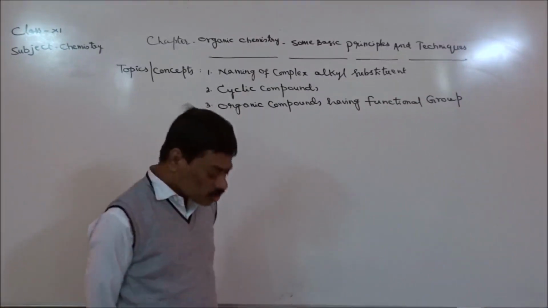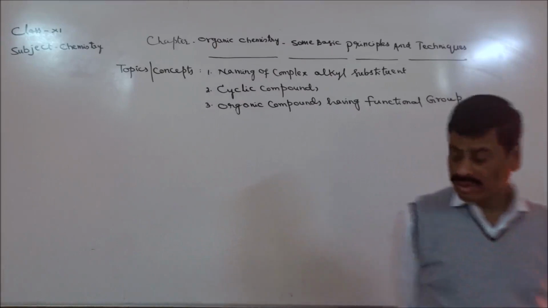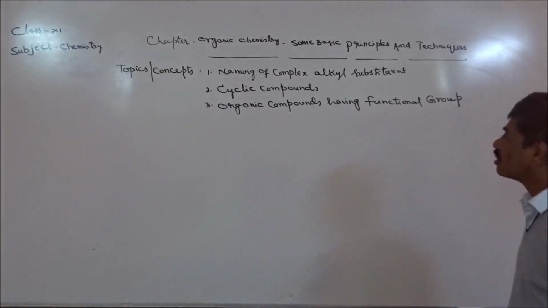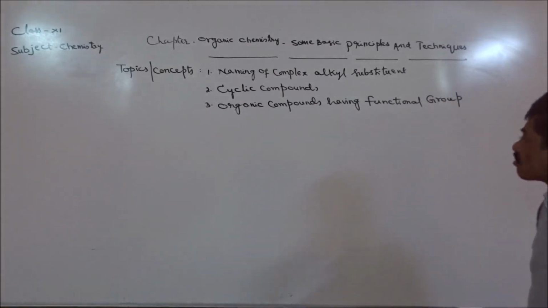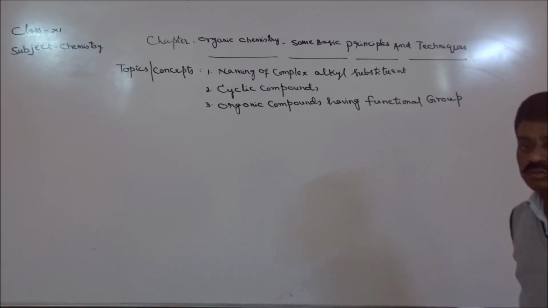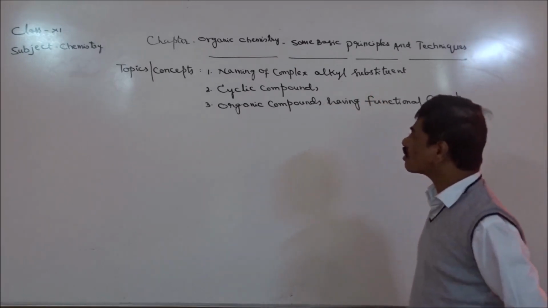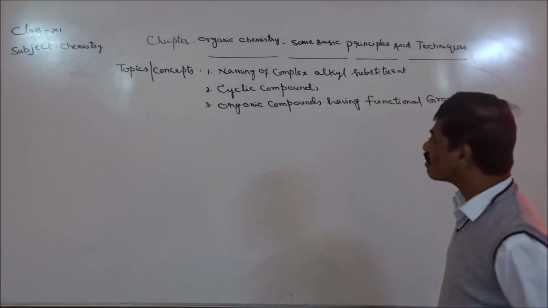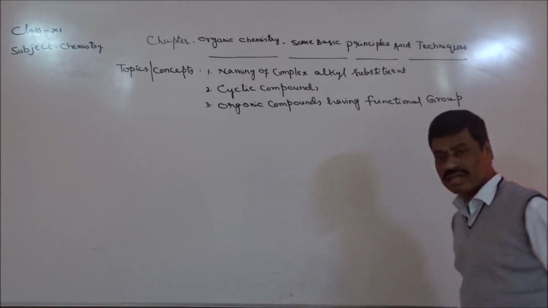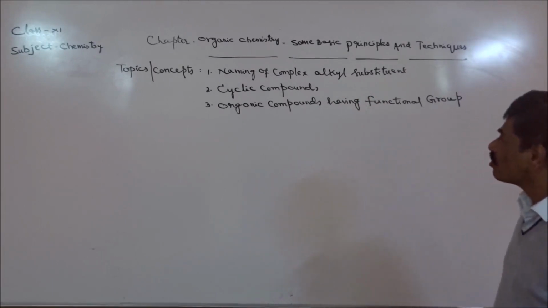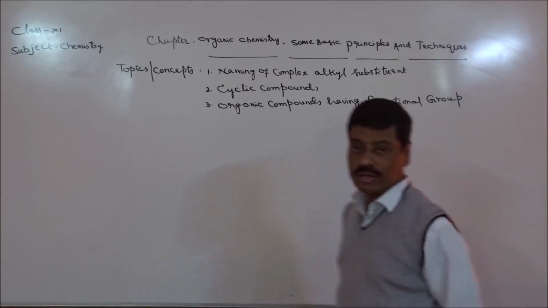And today I am going to teach the naming of complex alkyl substituent, cyclic compounds, and then organic compounds having functional group. These are the three different topics I am going to teach, and this is in continuation with the organic chemistry chapter. First, let us see how the complex alkyl groups are named.